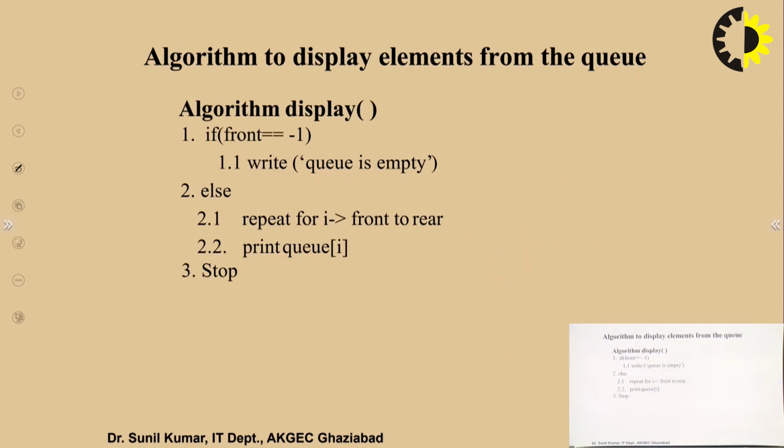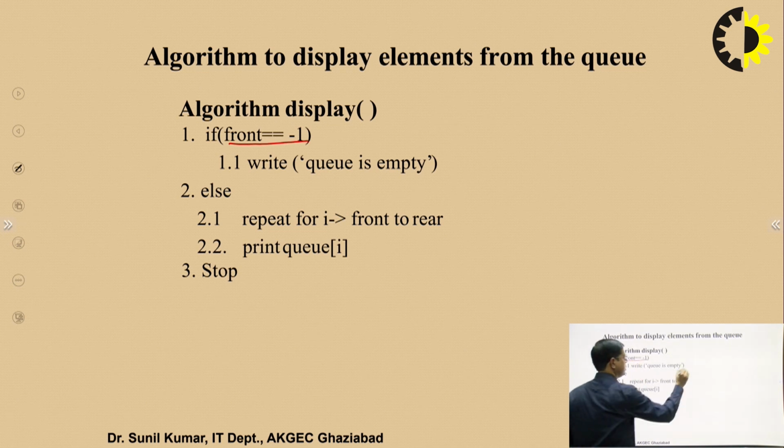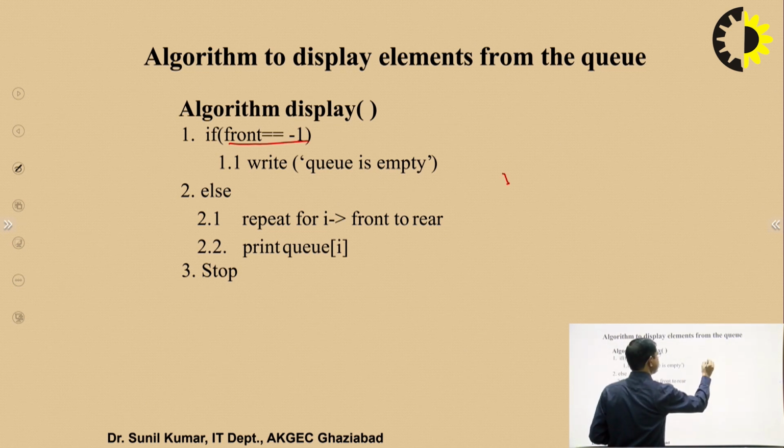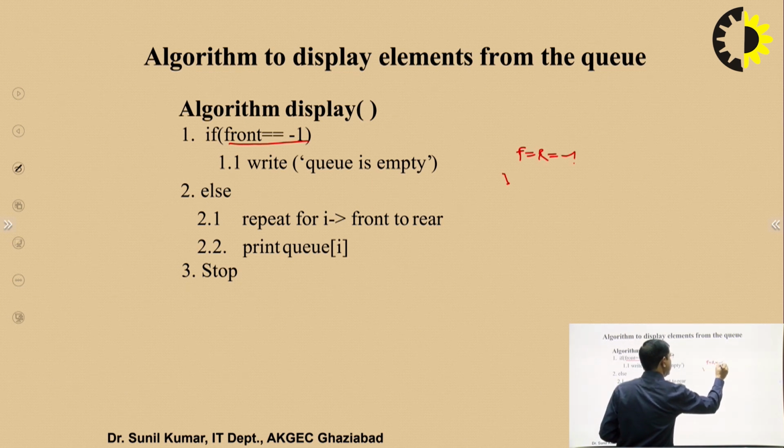And always Q is an array and deletion will always be done from the front. Now we have done insertion and deletion a number of times. At a particular time we want to check how many elements exist in the given queue. First of all, for displaying, how do we check that there is at least one element? If front equals -1, as we have discussed, front equals rear equals -1.